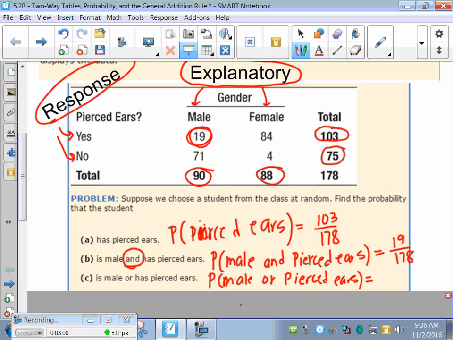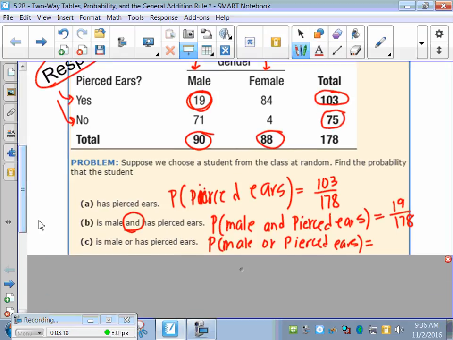So or means add. Anyone have a guess of how I would do this? Cece? So you want to add the 71 and the 84 over 178? Anyone have another idea? Chelsea? Do the total male over the total people plus everybody has pierced ears. So you want to add the 90 and the 103 over 178.